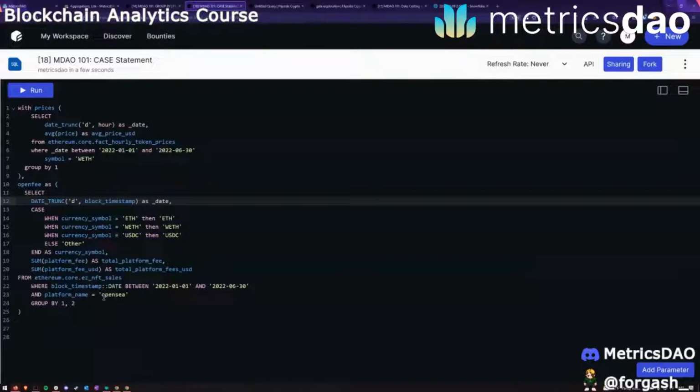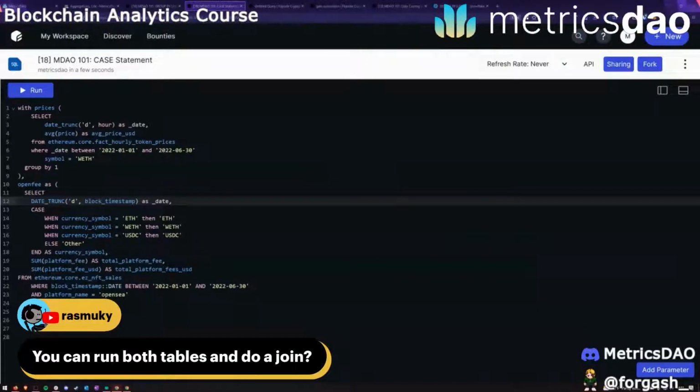But yes, now as Ramuski mentioned on the side in the YouTube chat, we can do both and run both and do a join. So joins are very powerful, and it's how you're able to use a lot of different data sources within a single query here. So we're segmenting out different processes by using CTEs. We're getting prices in one, open fee in another. So we want to use them together, right?